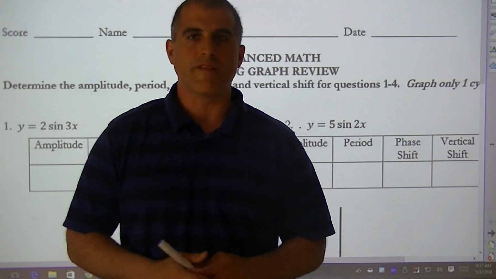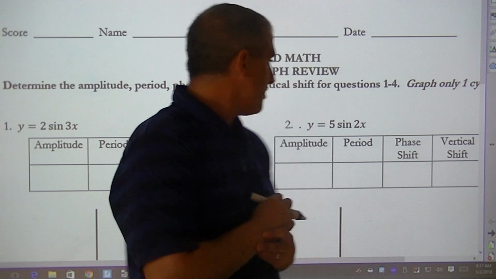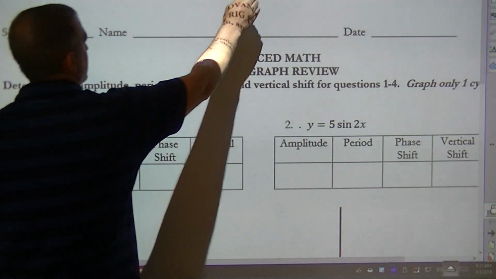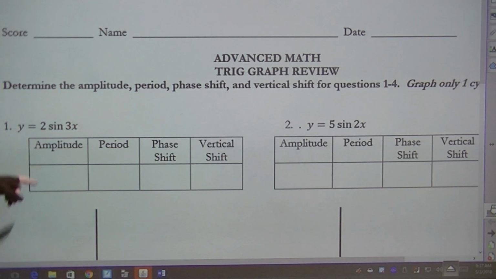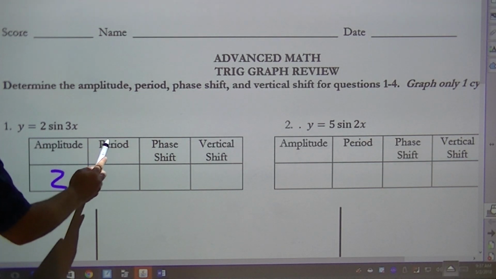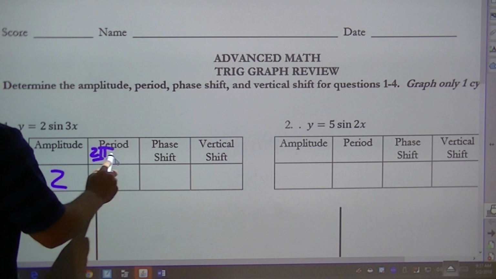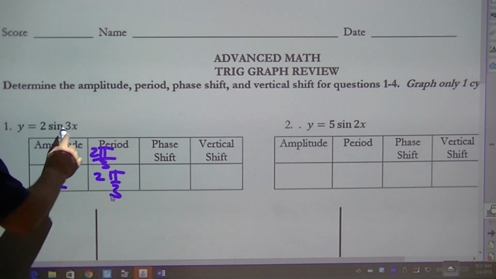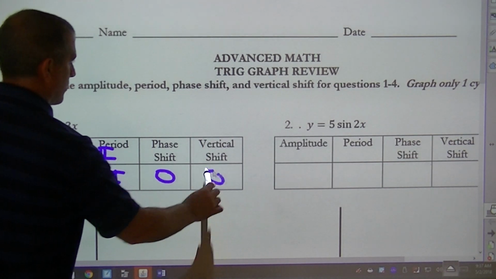Okay, this is going to be the advanced math review for trig functions for 2018. Let's go through some of these properties first. Amplitude here will be 2. The period, what you're going to do is 2 pi divided by the number in front of x. So that would be 2 pi over 3. There is no phase shift, there is no vertical shift.